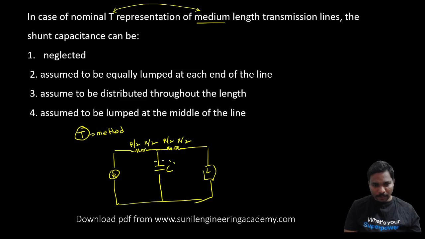So here the shunt capacitance, where we are going to take it, is assumed to be at the middle. Assumed to be lumped at the middle of the line. So the answer is option D. Answer is option D. Okay, all of you clear?